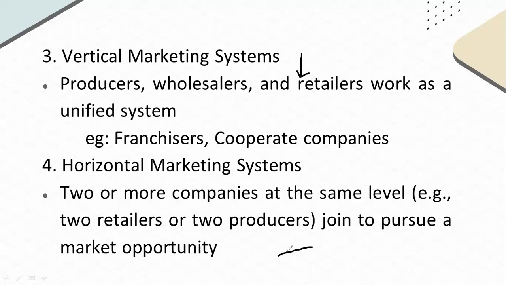This is horizontal. In the same level, there are two producers. They are joining together and targeting the same market opportunity. Okay, so these are the main types of marketing systems available in the market or in the economy, right? So are these things clear to you up to now?